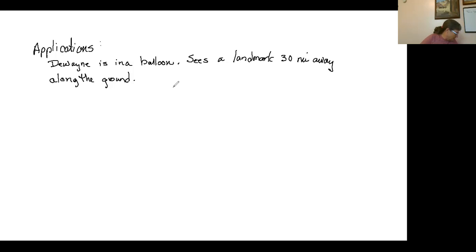The formula we need is given, okay. They give you a formula in here: D equals the square root of 1.5h. Since this isn't a trig class, they have to give us the formula. D means the distance. Here's the balloon. Here's Dwayne hanging from the balloon.